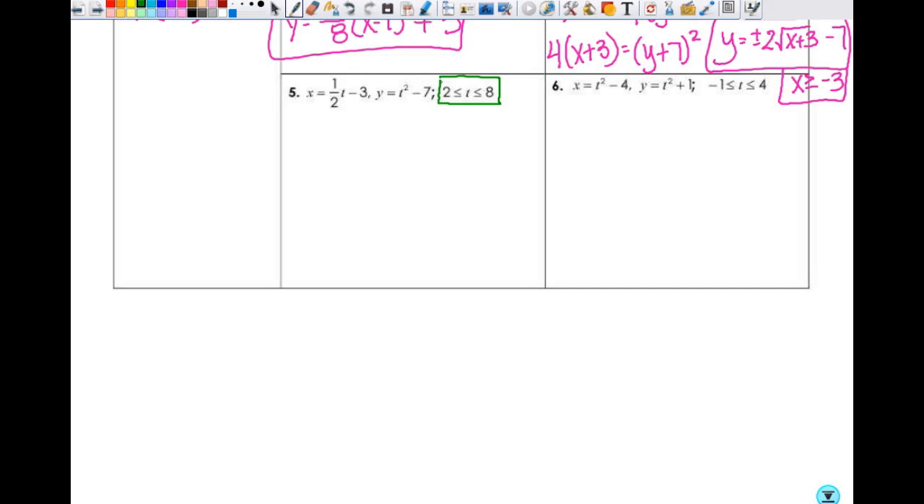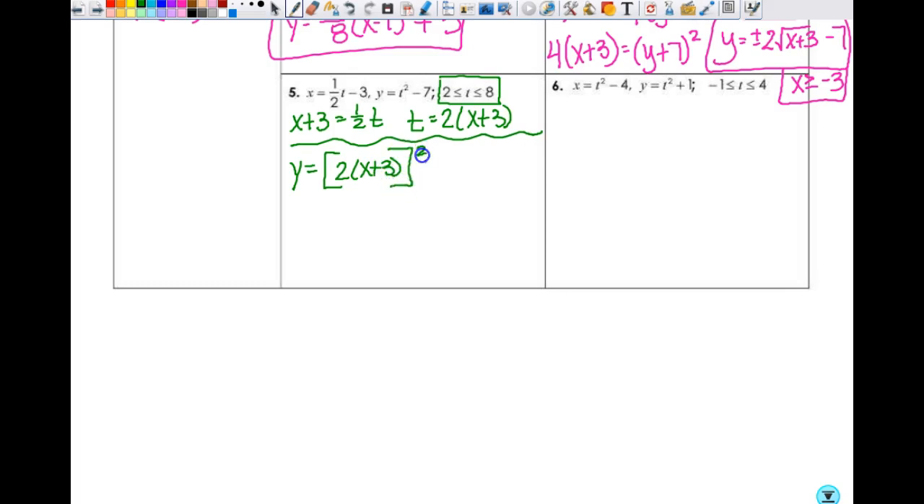So I would say we want to solve the x equation, right? So this is going to give me x plus 3 equals 1/2 t. So t is equal to 2 times x plus 3. Then I substitute that into the y equation. It's going to give me y equals 2 times x plus 3 squared minus 7. So y is equal to 4 times x plus 3 squared minus 7.